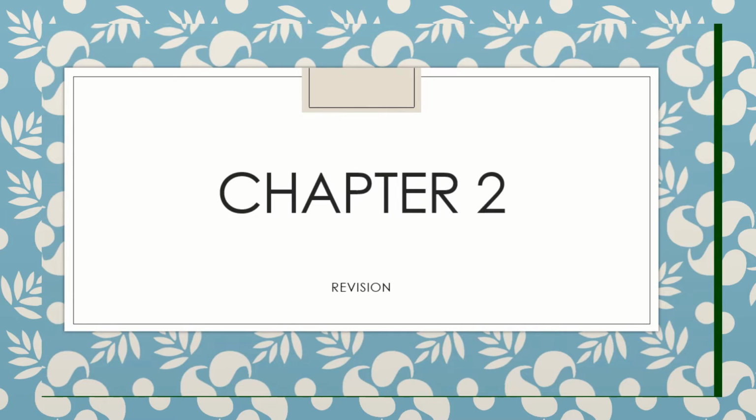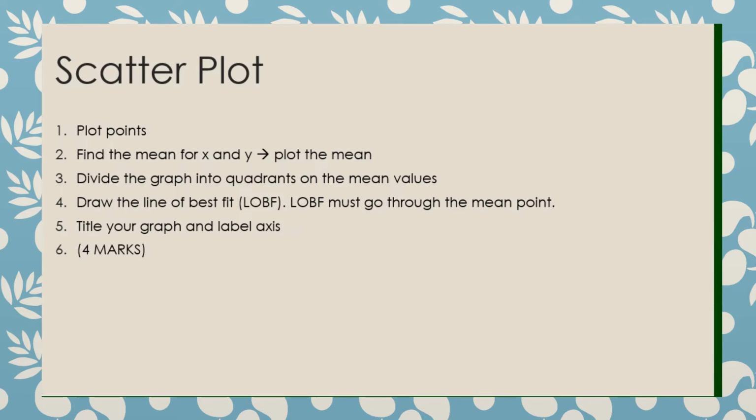Okay, this is a short revision on the whole of chapter 2. So what you're going to be doing next will be basically scatter plot, the first thing in your chapter. Scatter plots is usually 4 marks. So these are the steps to follow. So far you all have been passing up. Hopefully you all have been doing it on your own.